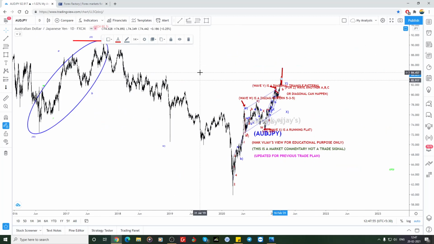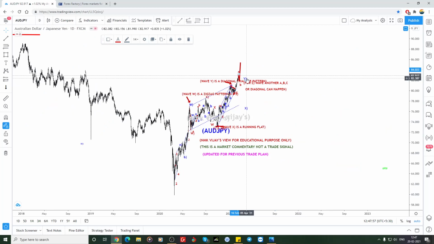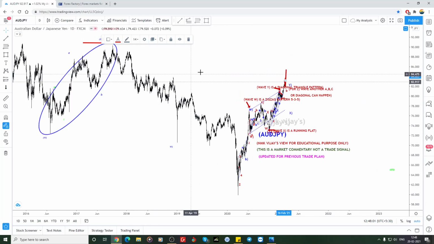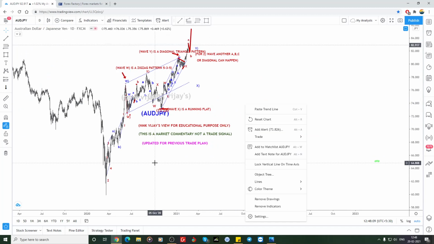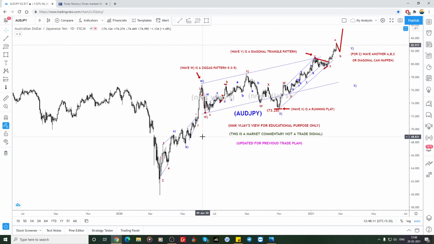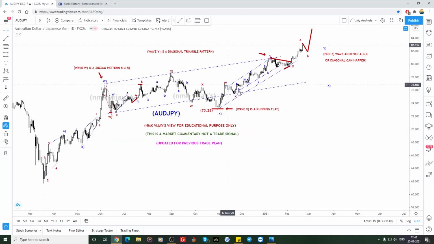So we are here now. It can go through this zone, so 85. My previous target was 85, so it may achieve it. Later onwards we have to watch that, because here it's A, B, C as a W. This is the X, and we are in the Y wave in the WXY formation. So this Y wave is also in that WXY formation.